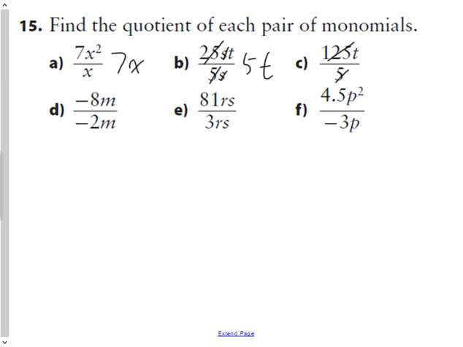Here, 125 divided by 5 is 25. T stays by itself, so it's 25t. Negative 8 divided by negative 2 is 4. M divided by m makes 1, but 4 times 1 is still 4, so we're going to leave it as just a 4. 81 divided by 3 is 27. R divided by R and S divided by S cancel each other out, so we're left with 27. And 4.5 divided by 3 is 1.5, but it's going to be a negative 1.5. And a p squared divided by p is simply p, so we have negative 1.5p.